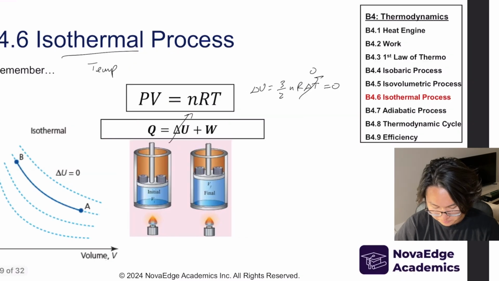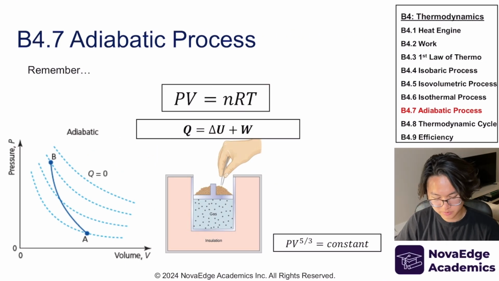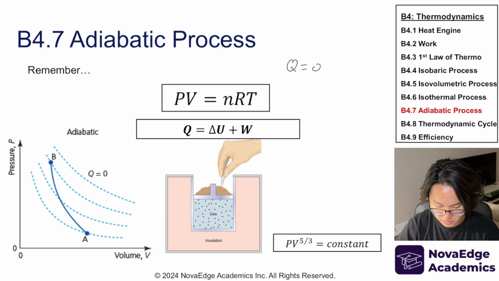And last but not least, we have the fourth process, which is called the adiabatic process. And a lot of people get confused because this is not iso-something anymore, it's adiabatic. And what this means is you have Q is equal to 0. Okay, so heat is 0, which means the system is completely insulated. You don't have Q going in and you don't have Q going out.